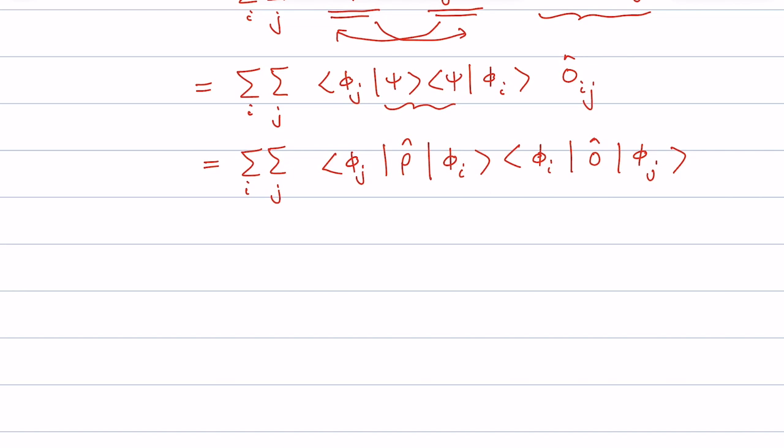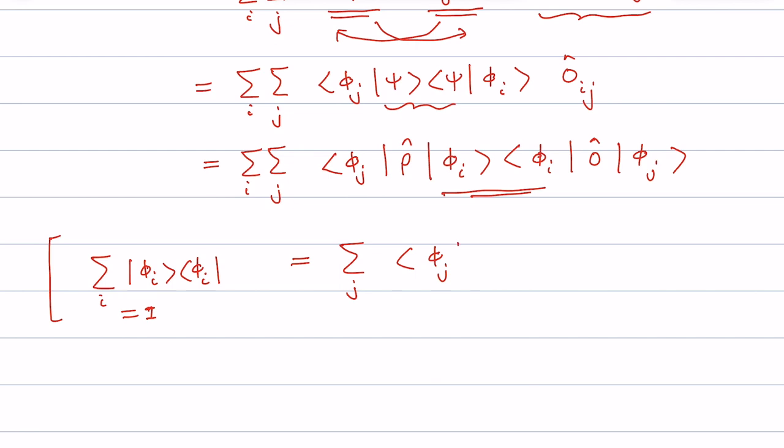Now you see, because of the orthonormality condition, this outer product, phi i ket and bra phi i summed, is equal to identity. So therefore this is equal to 1. This I can therefore write as the sum over j, and I have phi j, this is rho, and then this is operator O, and then this is phi j.